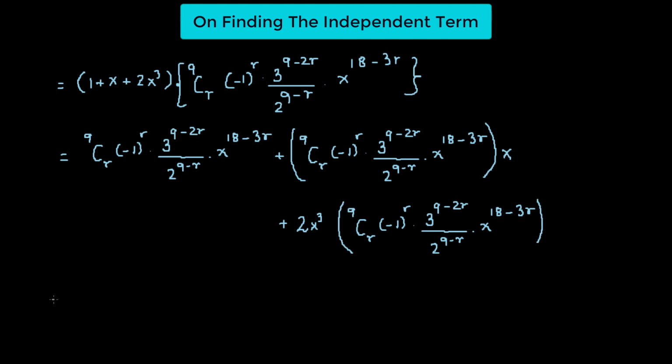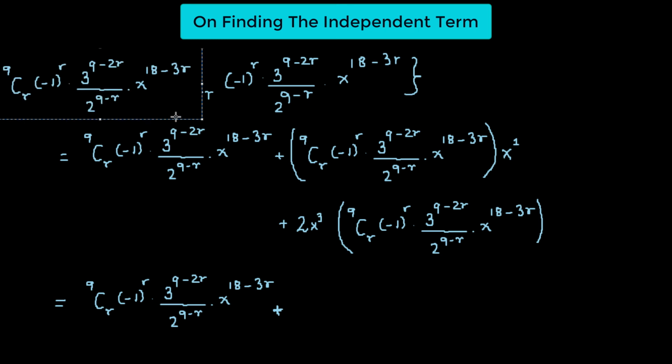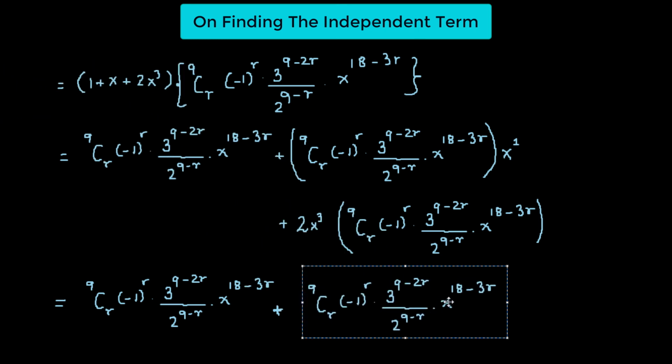Now that should give us the first term plus the second term. The second term, we have the x which was distributed with it. So we have x, the exponent of x as 1, so that will get added to the exponent of x of the general term. So that should give us this will be plus 1.